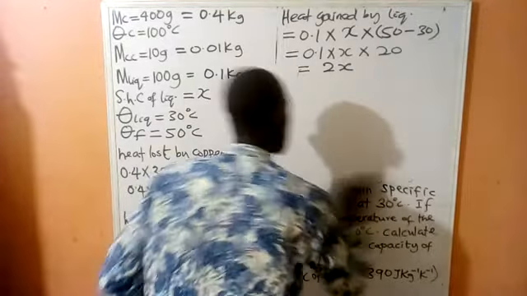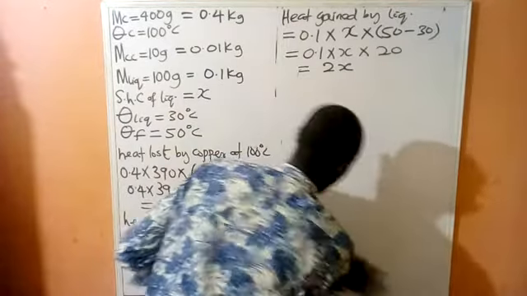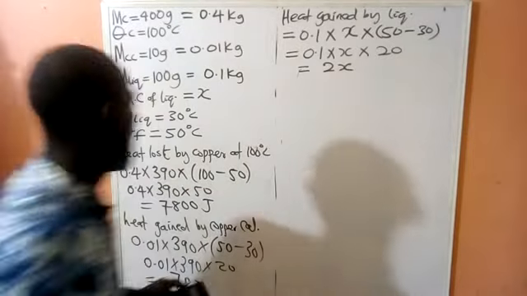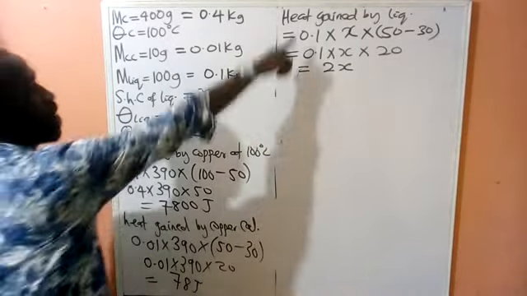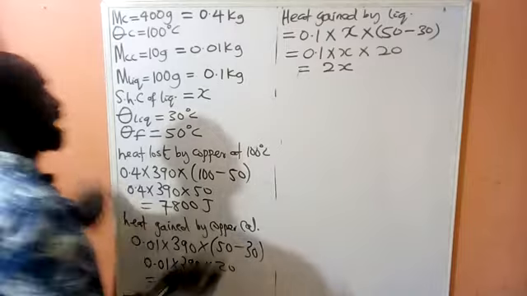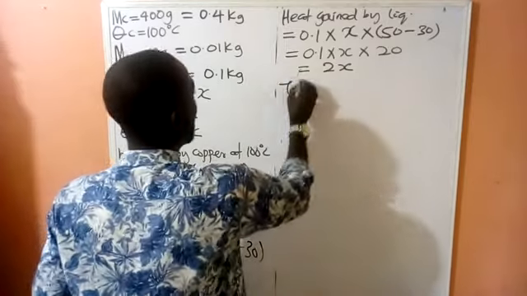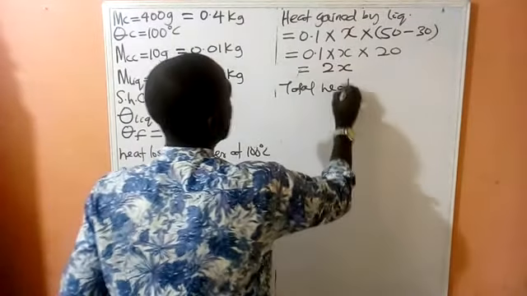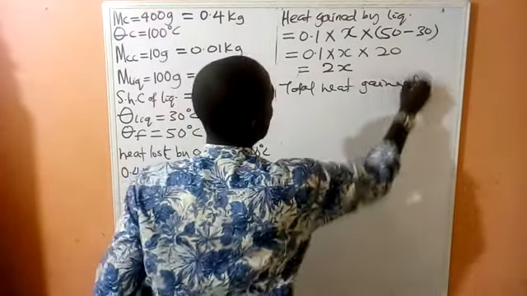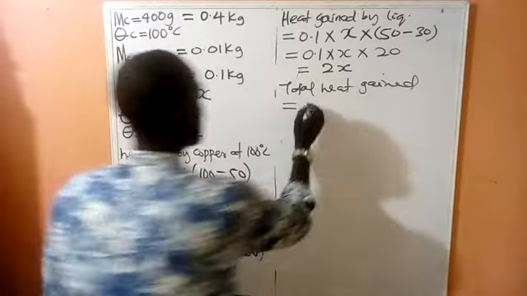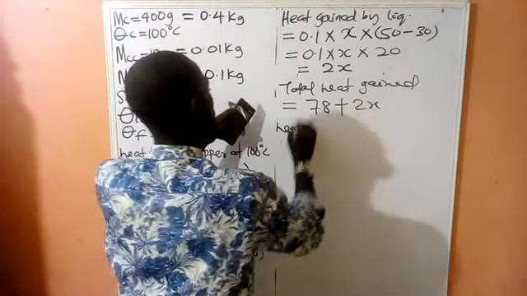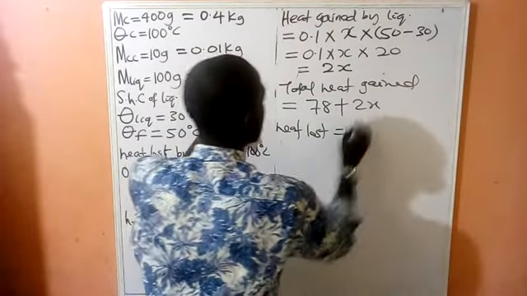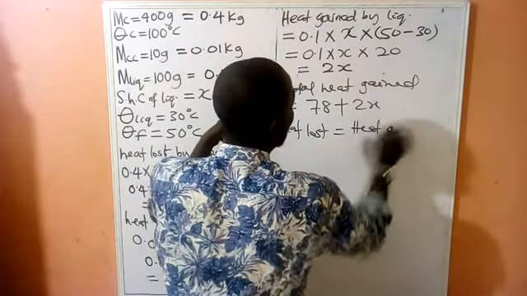The next one. So heat gain equals heat loss. That's all. So how many heat gains do we have? We have 2 heat gains. We have heat gain by the copper calorimeter, and we have heat gain by the liquid. So we have total heat gain now. Are you with me? That will be equal to 78, okay, plus 2x. So heat loss equals heat gained, okay?